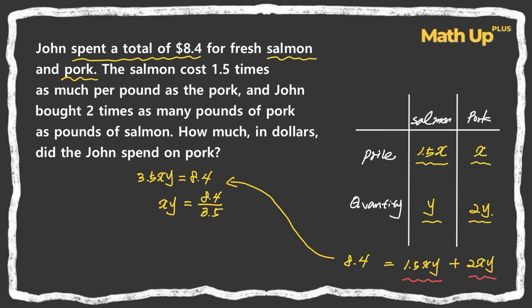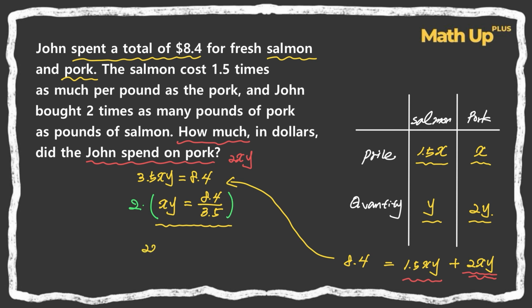Now, what was the question? The question was how much did John spend on pork, right? The amount of dollars he spent on pork was 2xy. So the question was to find 2xy. Since xy is 8.4 over 3.5, we can just multiply all of this by 2, right?